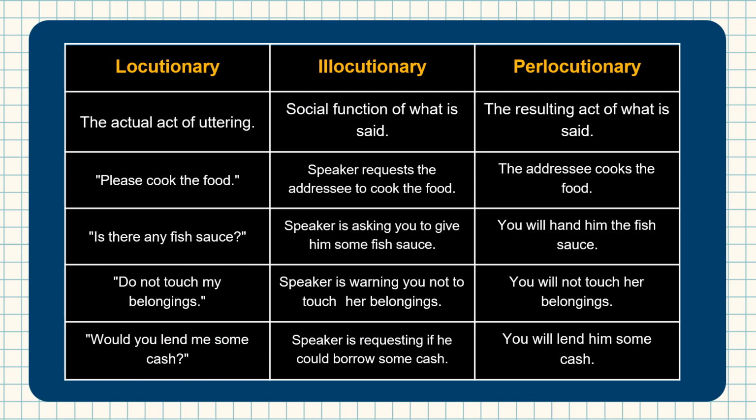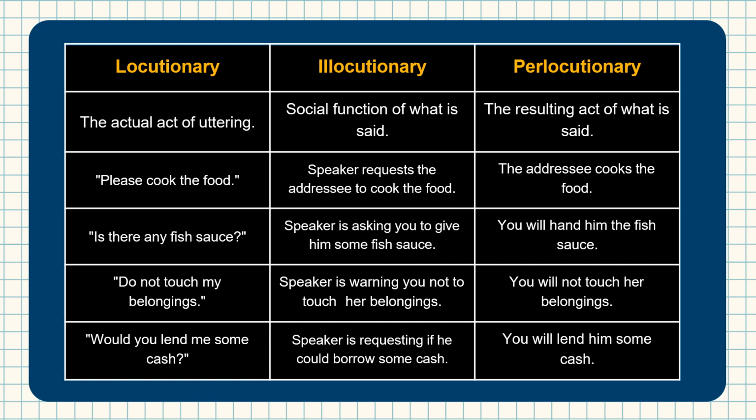Okay, to sum it up, let's reiterate. When we say locutionary act, it is the actual utterance or the actual message. But when we say illocutionary act, it is the social function of what is being said. In its simplest form, it has something to do with the speaker's intention. That's illocutionary. And perlocutionary act has something to do with the impact, the resulting act of what is said. Okay? We have the following examples.